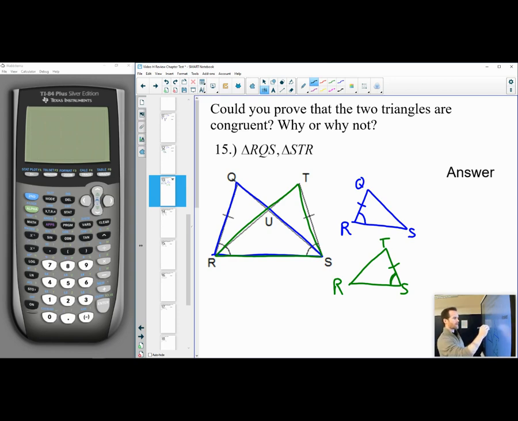What do we have so far? We'll do this in black. I see a pair of sides, and I see a pair of angles. That's not enough. We need one more pair. Otherwise, this is a not enough information problem.